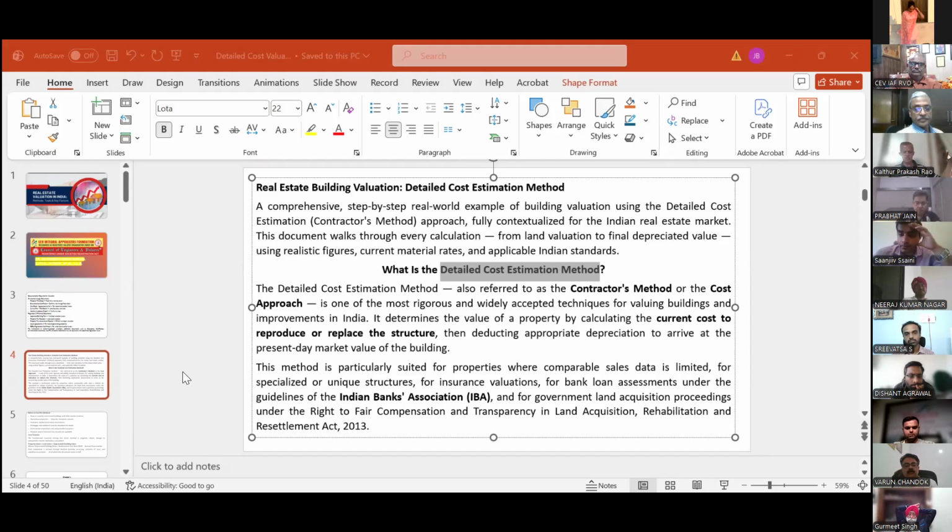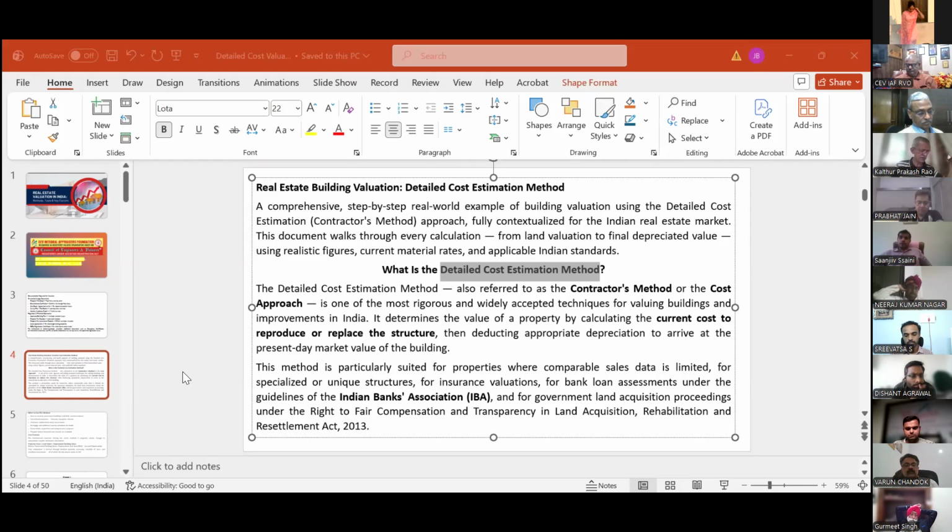So for detailed cost estimation, what we do, first of all, we calculate the quantities of different materials. Then we apply schedule of rate. So basically, what is schedule of rate? Each state public works department issues a schedule of rates where rates of each item are given, such as, let us suppose, M20 RCC, M25 RCC, or for flooring, etc. For each and every item, rate is given.